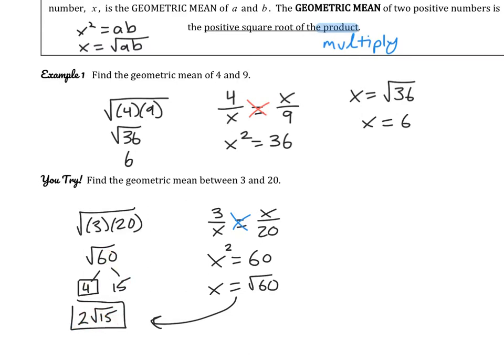Here I kind of showed the work. 60 is 4 times 15, and if you notice that 4 is a perfect square, you can simplify it to 2. Or, of course, you can set up that proportion. 3 over x equals x over 20, and you can cross multiply and solve. You'll get the same exact answer.